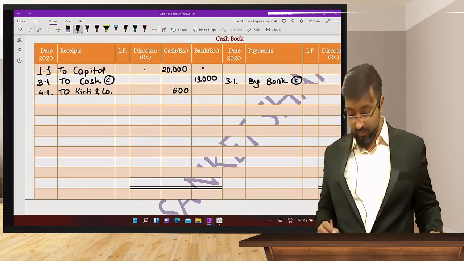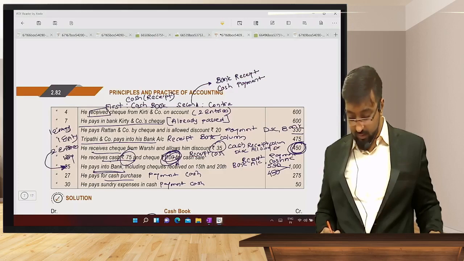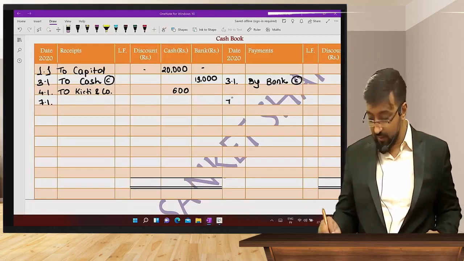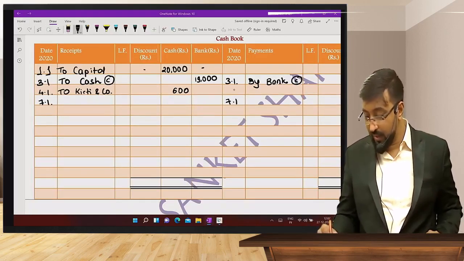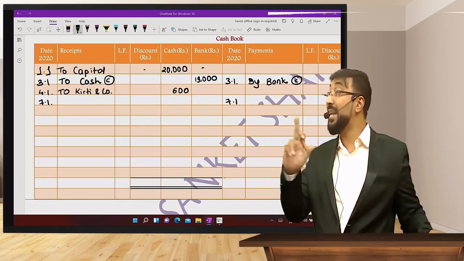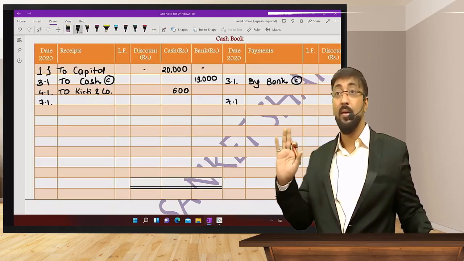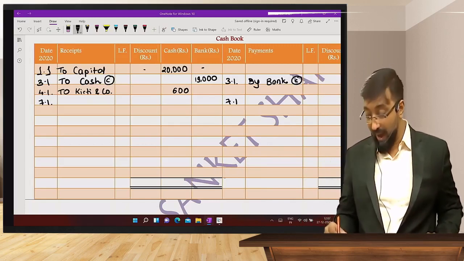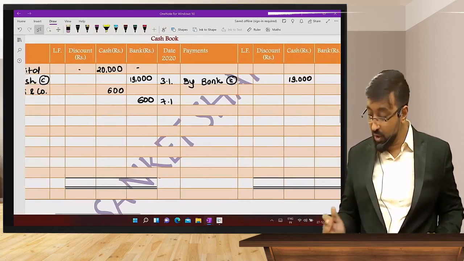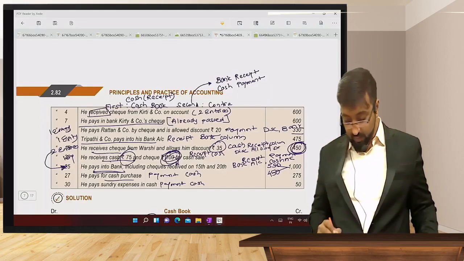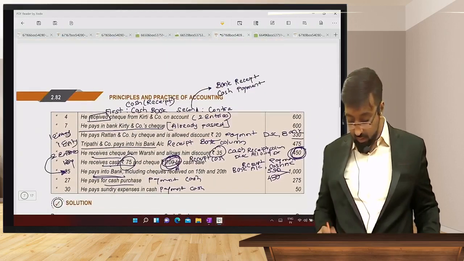And where to give the second effect? Then afterwards. Yes, first receipt as cash, and then 7 Jan. On the next line. See, don't write anything in front of 4th Jan if there is a contra entry. A contra entry you have to write on the same line. Now which column do you have to increase? Bank. So 600 in the bank column. And which column do you have to decrease? Cash.